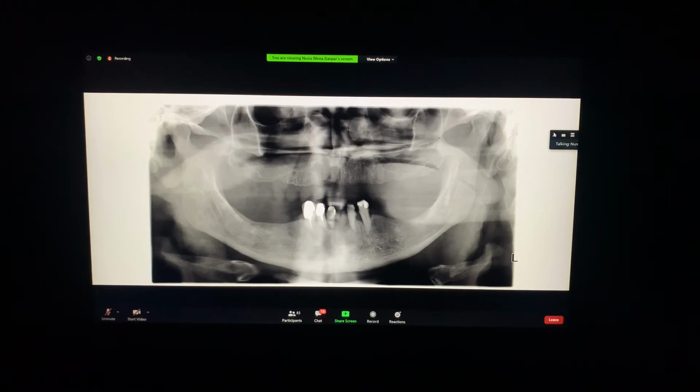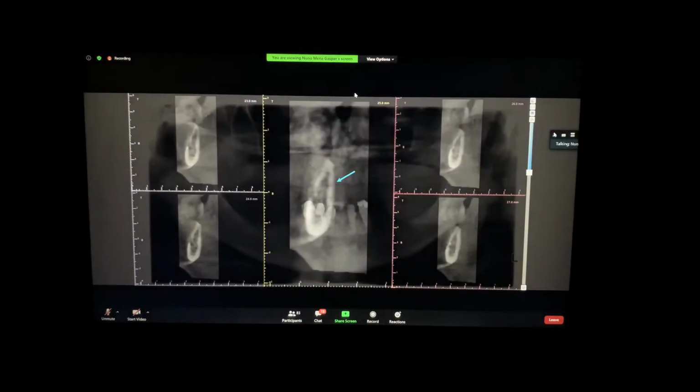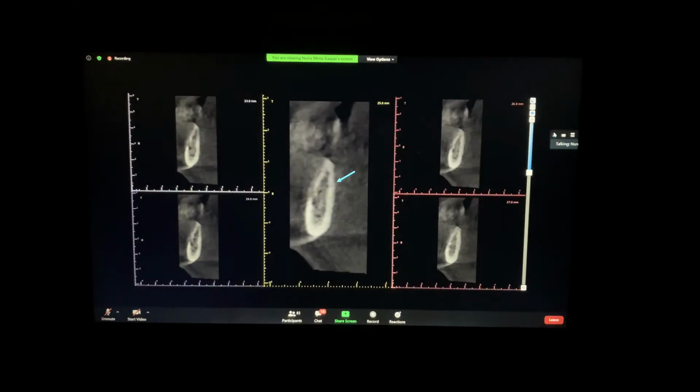No one sees anything strange on this mandible, right? And with this CT, does anyone see something strange here?